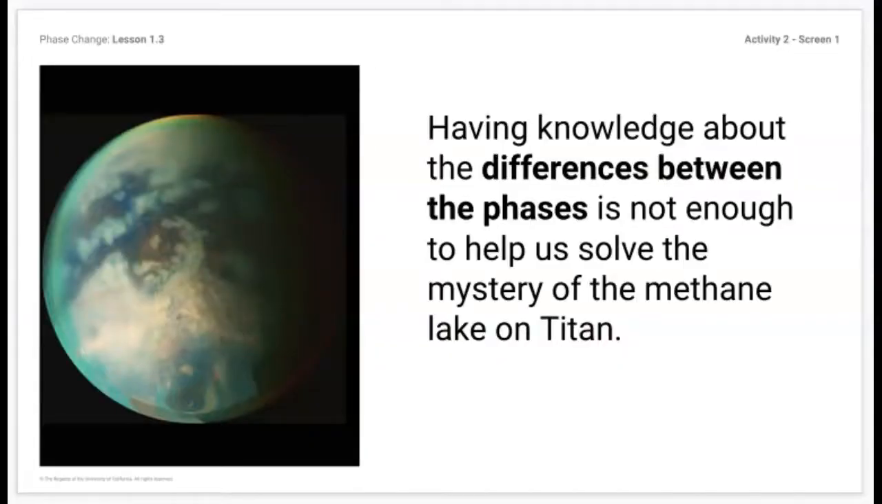First, let's recap what we are trying to do throughout this unit. Remember that we're trying to solve the mystery of a missing methane lake on Titan. Titan is one of Saturn's moons, and on Titan, it's really cold. So cold that methane, which is usually in its gaseous phase on Earth, is a standing liquid on this moon.